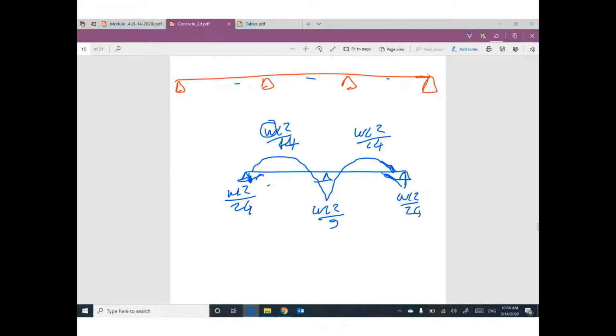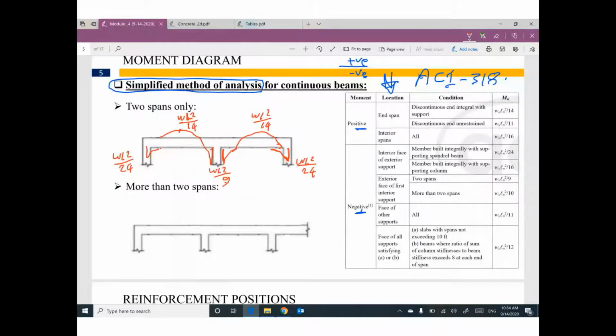If your beam is not 2 spans, no, we have many spans, 3 minimum, 4, 5, 6, 7, 8 spans, whatever. The same shape of moment. We have positive here. We have negative here. We have another negative. We have positive, and so on. This negative moment will be WL squared divided by 24.